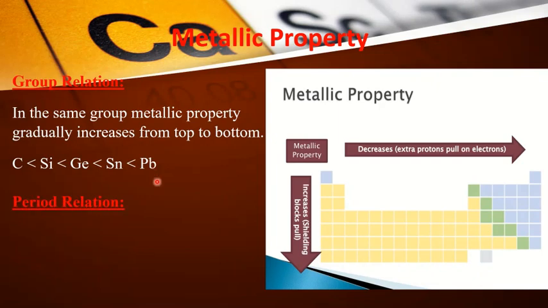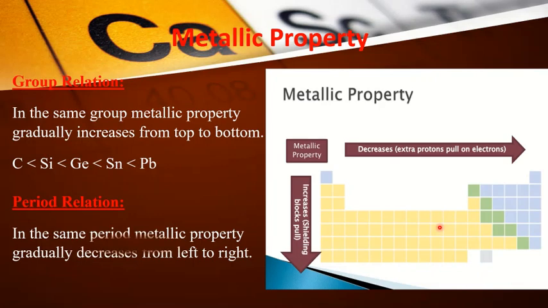And what is the periodic relation? That is, from left to right, what type of change occurs here? In the same period, metallic property gradually decreases from left to right. In the same period, metallic property gradually decreases. That means here the first elements are metals and gradually it turns to non-metal.